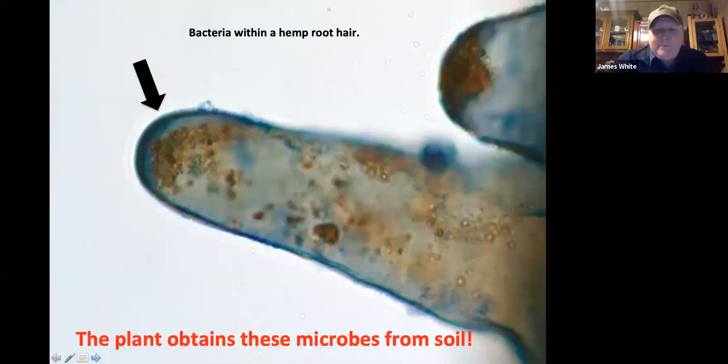This is another hemp root hair. And you can see here at the tip, you see the brown. That's where the bacteria are. And you can see the blue there. That is the bacterial cytoplasm right there. You can see those bacteria. Some of those are actually rods there.